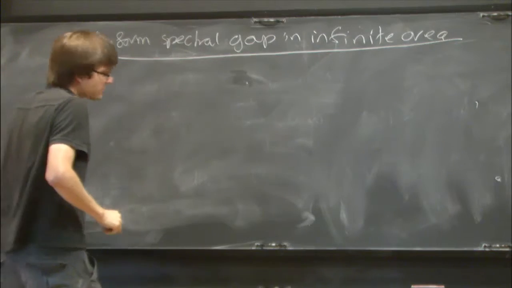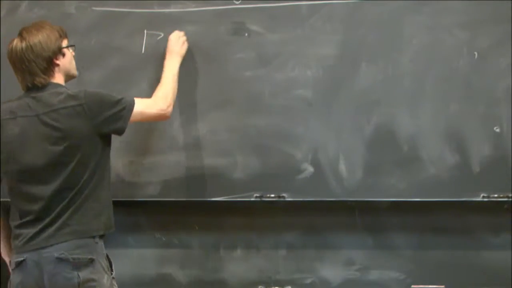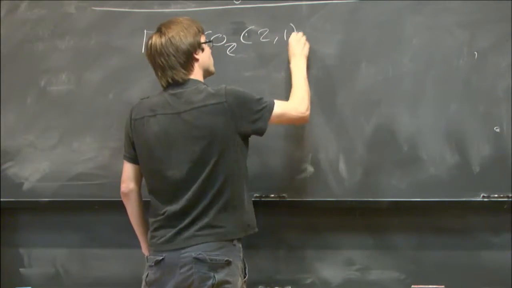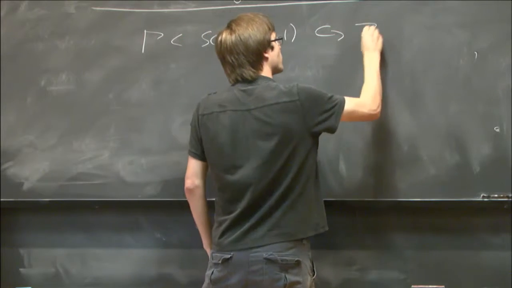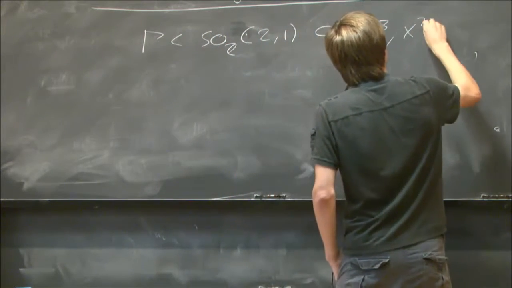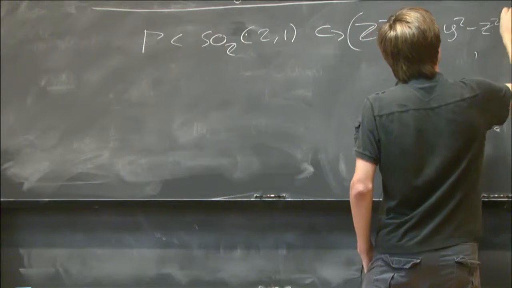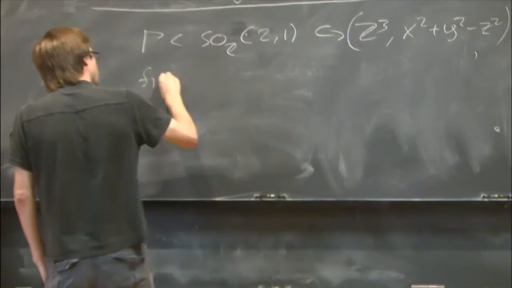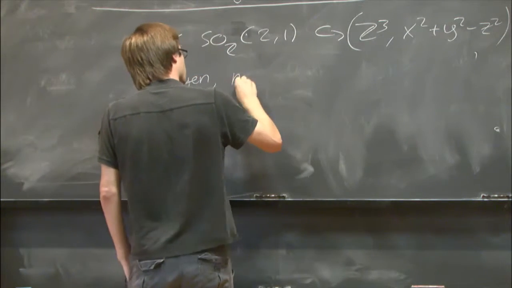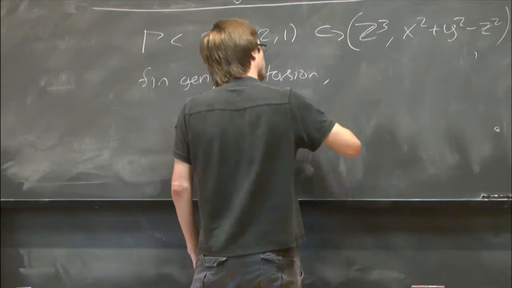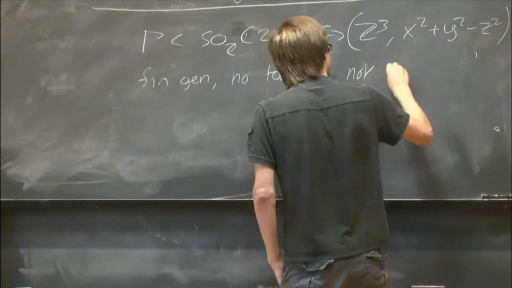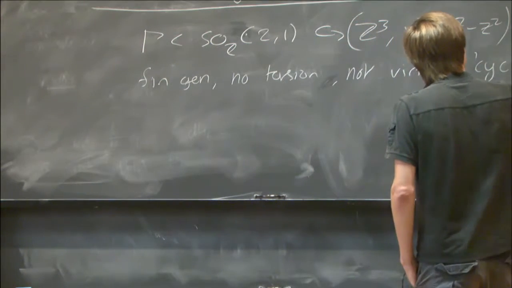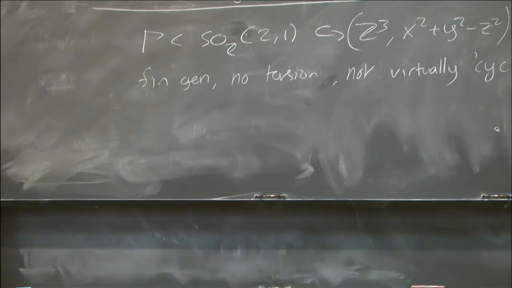Okay, so my basic topic of study is going to be finitely generated subgroups of SO(2,1), SO(2,1)(Z). So I'm thinking of these as acting on Z^3, and I'm thinking that they preserve the standard Pythagorean form. And I want to assume finitely generated, no torsion, and not virtually cyclic. So roughly speaking, I don't want this to be just all powers of some single element.